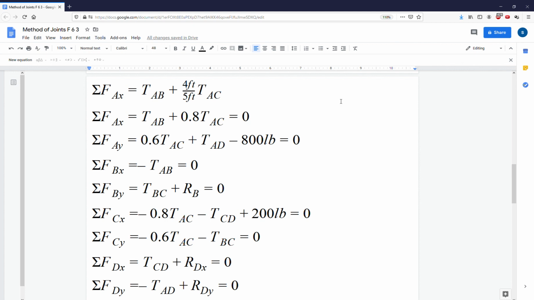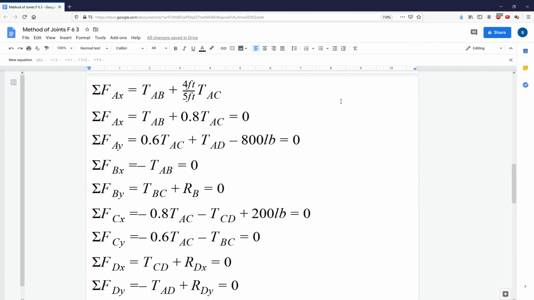On joint A in the y direction, there are 2 member tensions. AC is diagonal up, and member AD pulls straight up. There is also the load of 800 pounds straight down. So the sum of forces on joint A in the y direction is 0.6 TAC plus TAD minus 800 pounds.